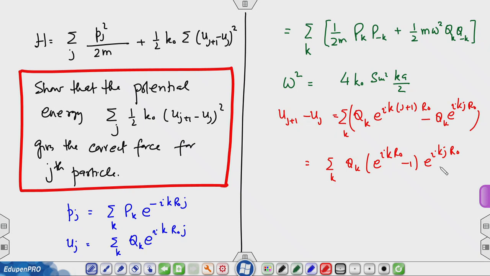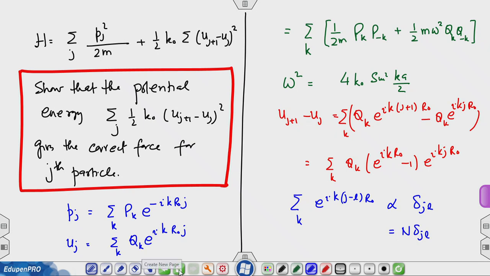When you square it and sum it, you are going to use along the way the identity that summation of e^{i(kj minus L)r_0} summed over k is going to be proportional to delta_{jL}, or this is going to be equal to n delta_{jL}. So, along the way you use these and then you show this.